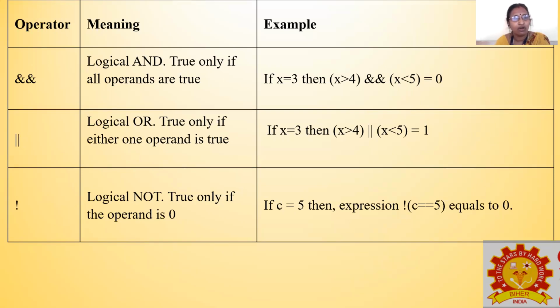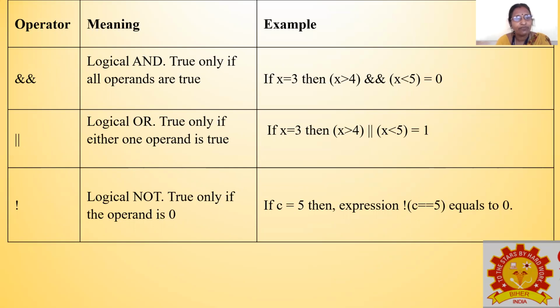Next one, logical or, true if either one of the operands is true. If x is equal to 3, then x greater than 4, 3 greater than 4, or x less than 5, 3 less than 5. Here 3 is not greater than 4, but 3 is less than 5. So logical or will be evaluated to 1.